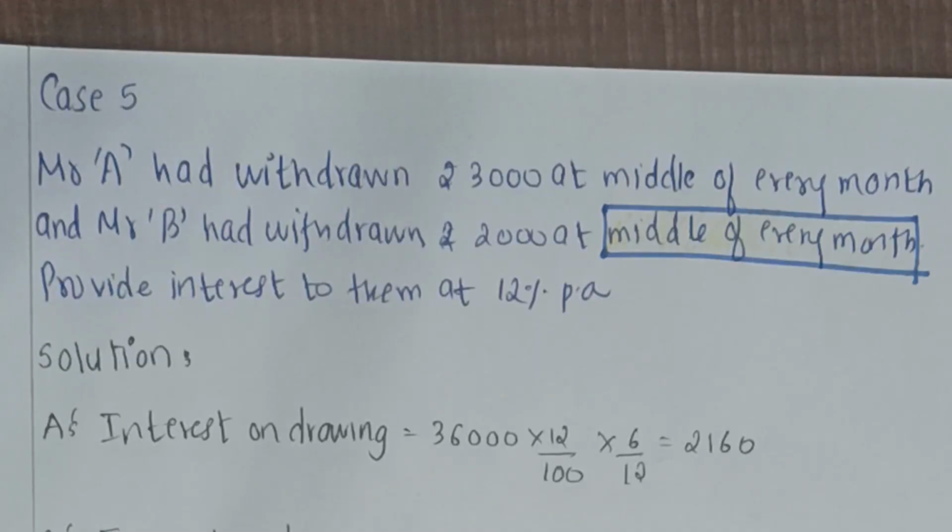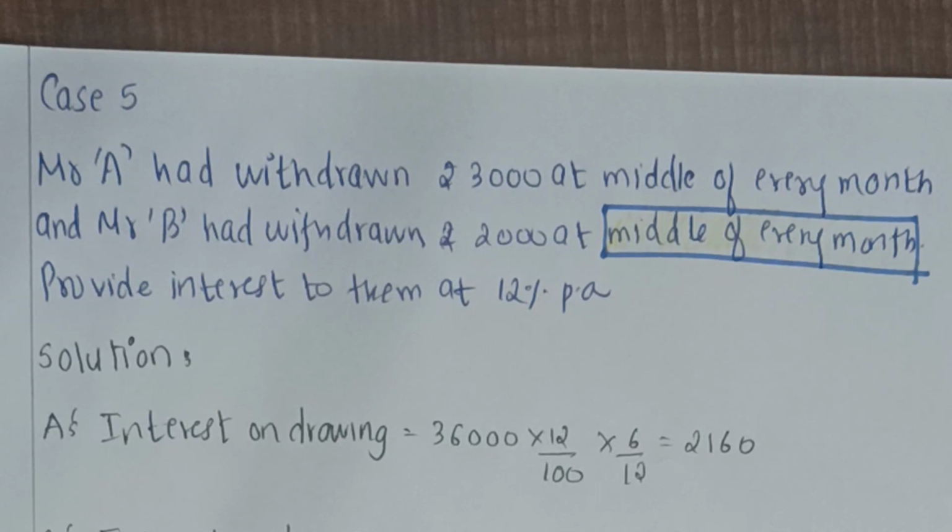Okay, so let's start with our case number 5. Mr. A had withdrawn rupees 3,000 at the middle of every month, and Mr. B had withdrawn rupees 2,000 at the middle of every month. Provide the interest to them at 12% per annum. So students, in the last case, case number 4, it was the beginning of every month. When it was the beginning of every month, I told you we have to take 6.5 by 12. So in the middle of the month, it will be 6 by 12.